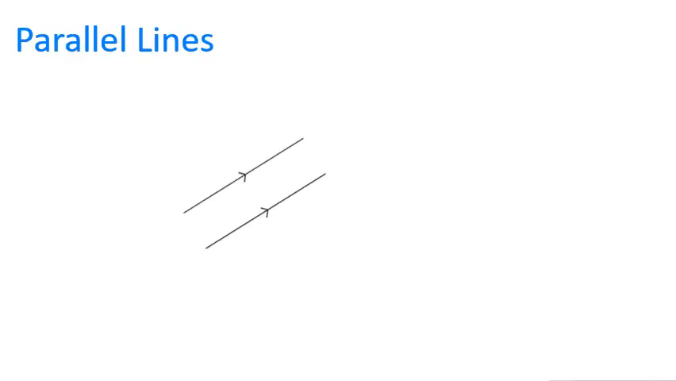Parallel lines never meet. They are always the same distance apart, and they are often shown by these little arrow symbols on them. This line here is called a transversal, and that's just a line that passes through two or more lines.